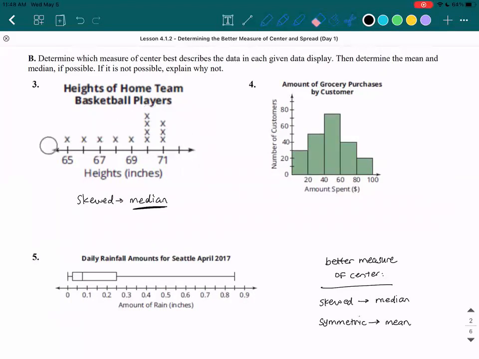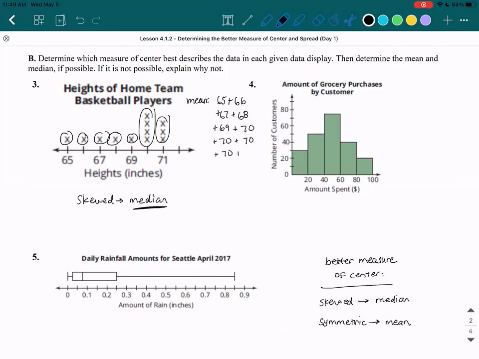To find the mean from this picture of a dot plot, we just need to add up all the data values. I'll write mean over here. So we have a 65, a 66, plus 67, 68, 69, plus 4 times 70, plus 3 times 71.